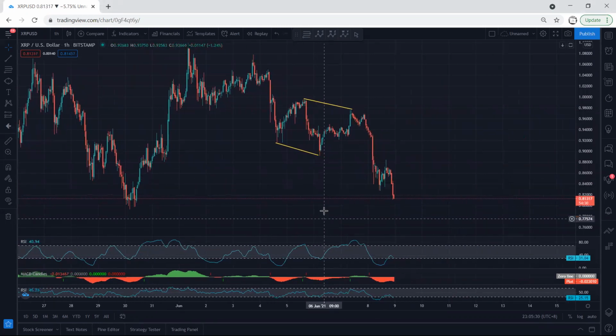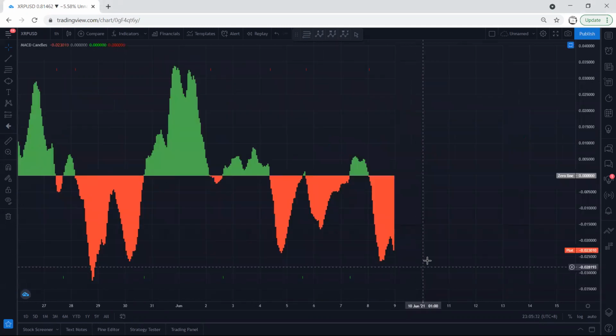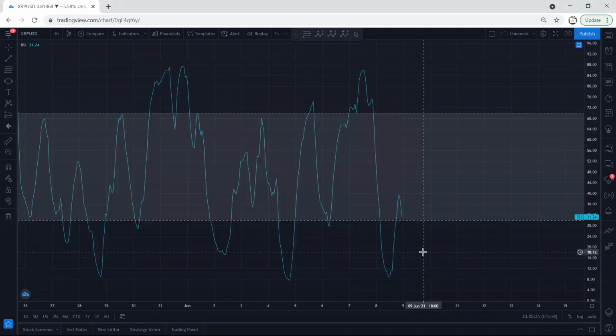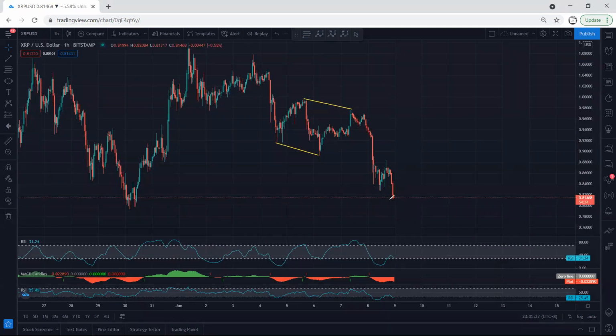Okay, but right now we cannot refer to the indicators. We don't have the divergence. The only thing is, if we put this low relative to the previous one, we see the divergence. But right now, we cannot rely on that.